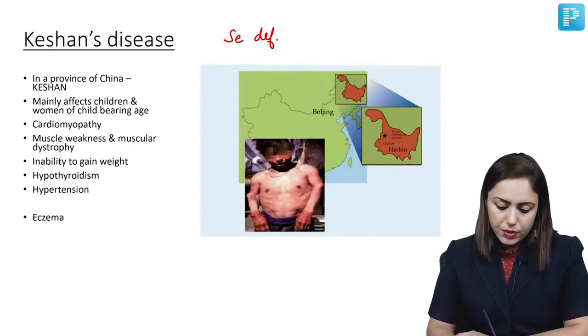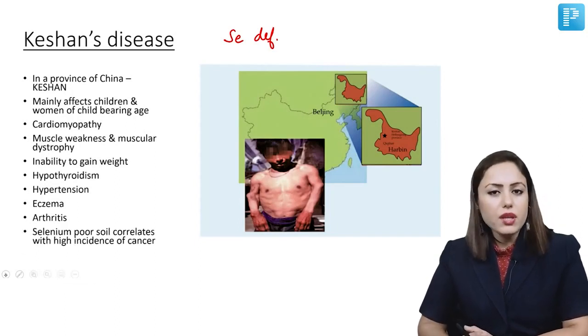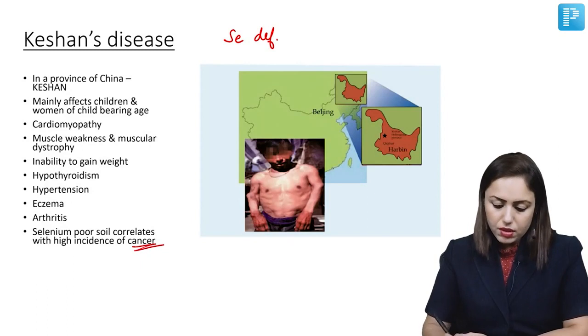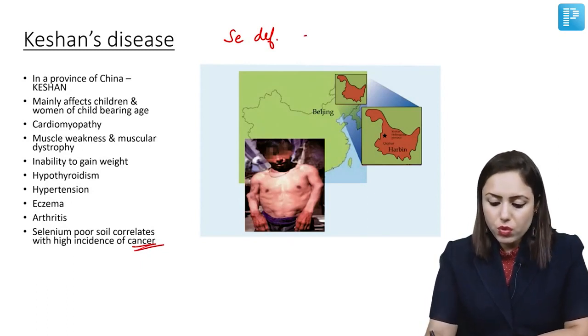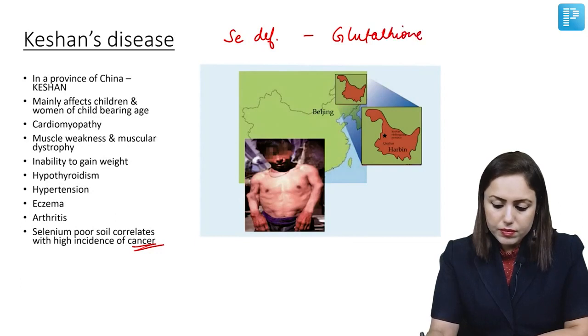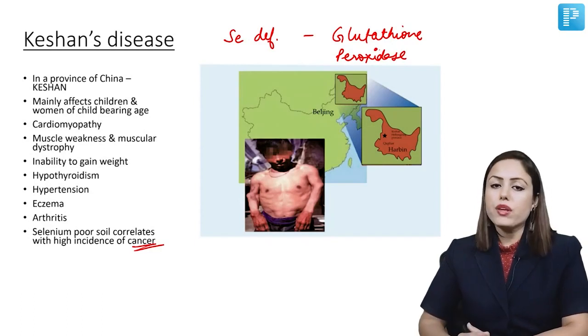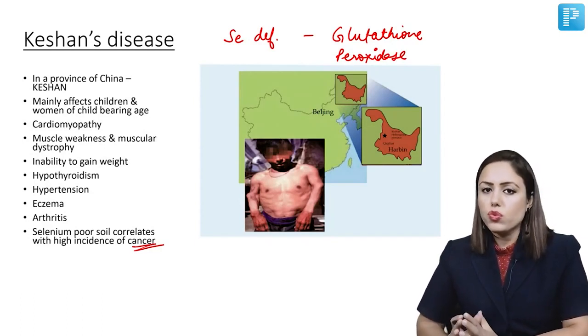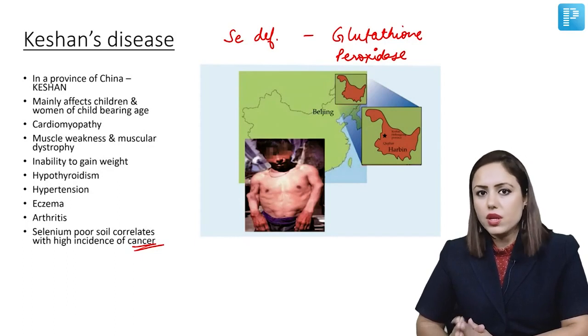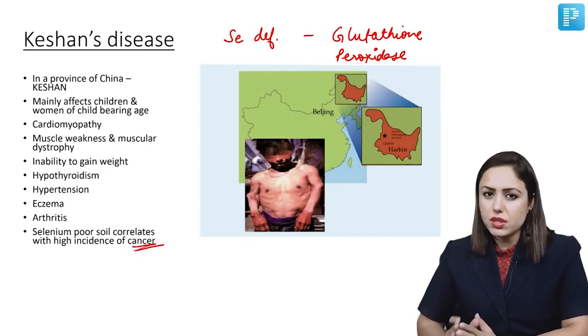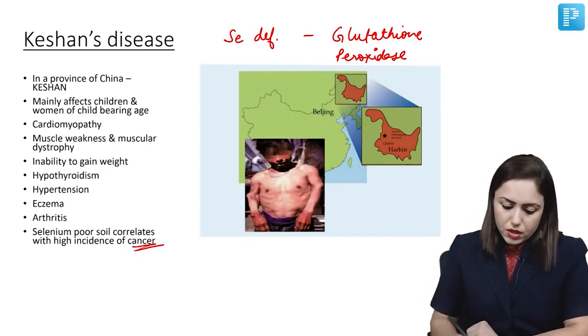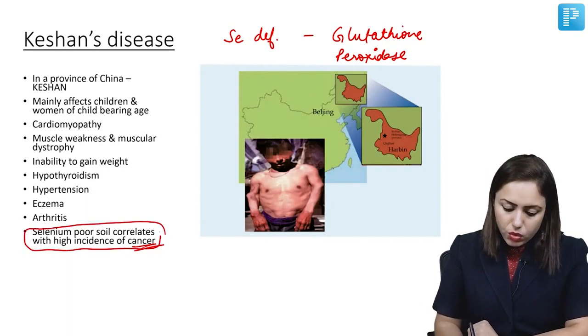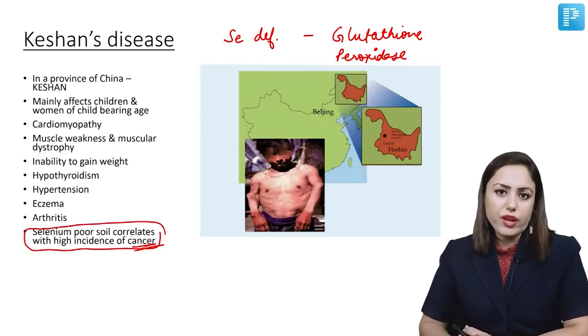Hypothyroidism can occur, hypertension, eczema, arthritis, and even cancer can occur. If you remember, selenium is required for the enzyme glutathione peroxidase, and that is helping in destroying free radicals, right? So if free radicals are not destroyed, they can damage many genes, and it can lead to cancer. So selenium poor soil correlates with high incidence of cancer, right?